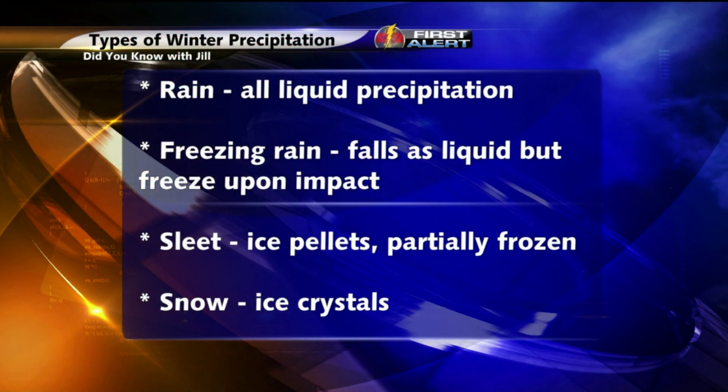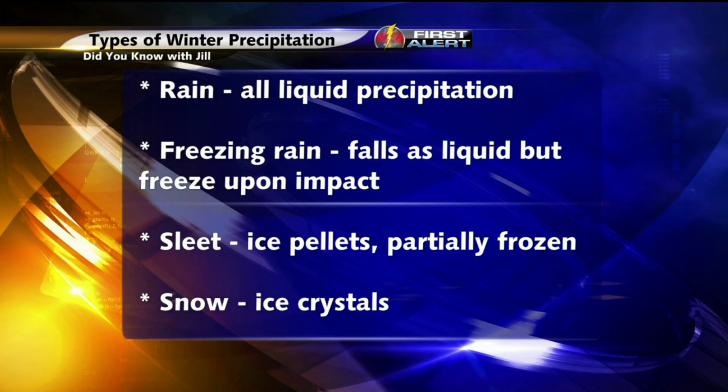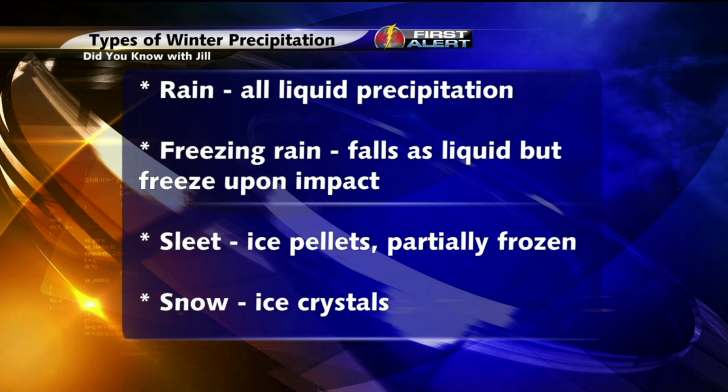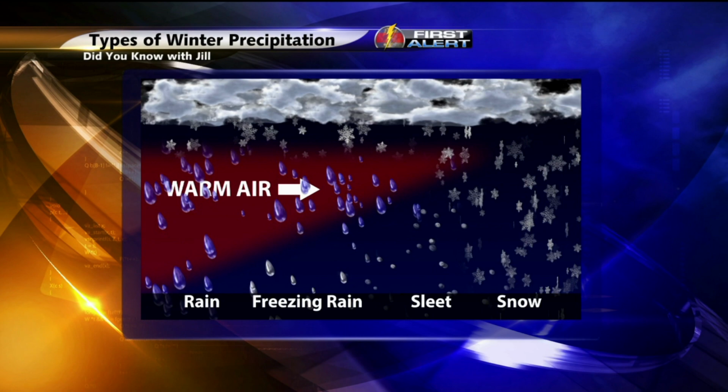Then we also have snow on the opposite end of the spectrum, which falls as ice crystals, but in between, freezing rain and sleet can be a little bit hard to decipher between and also understand. So just how do we get those 4 different types of precipitation?